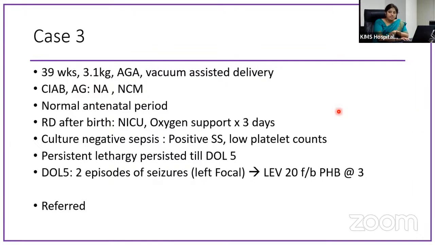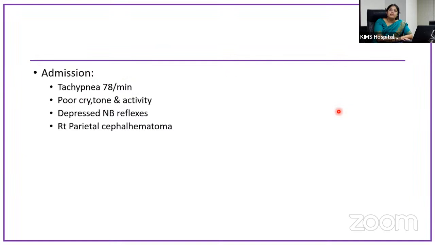Now the child had culture negative sepsis. The sepsis screen was positive and the platelet counts were low, and the lethargy persisted till day of life 5. On day of life 5, the child had 2 episodes of left focal seizures, for which the child was loaded with levetiracetam followed by phenobarbital and subsequently was referred. Now, when we saw this child, the child had tachypnea, a poor cry, tone and activity, had depressed newborn reflexes, and there was a right parietal cephalhematoma.